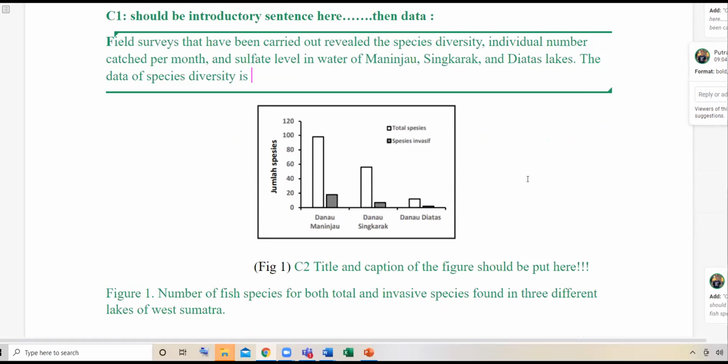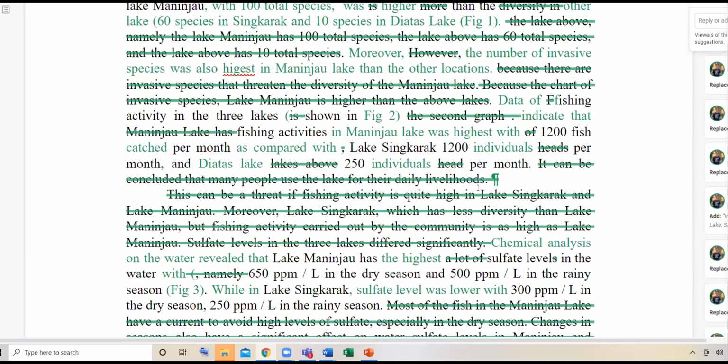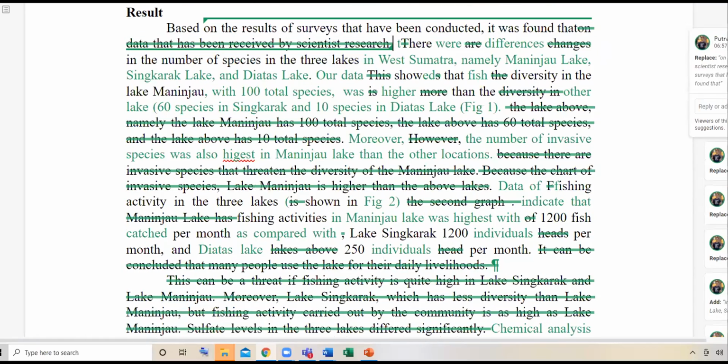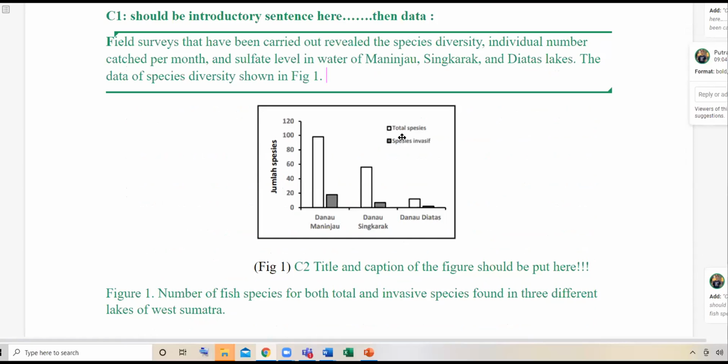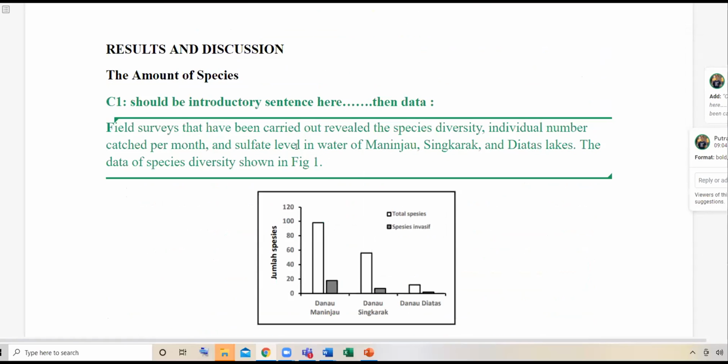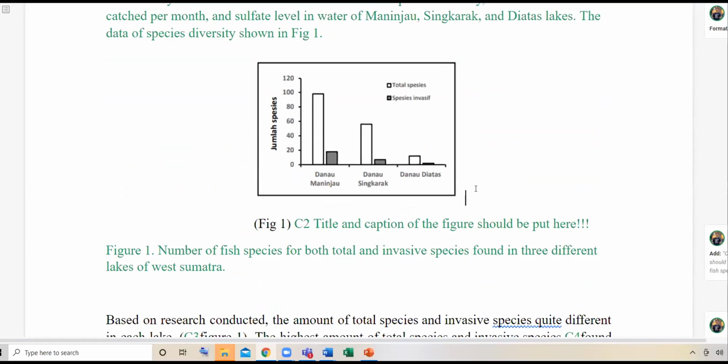And then after that, you directly put: data of the species diversity is shown in Figure 1. Then you will describe and show the data. So do not forget about the data. In the case of Ryan, there is no data here. When you explain about the result, you have to put the data there, like Muhammad Gifari. So after you put the introductory sentence, you refer to the figures and then show the data like this, with the figures put directly here.